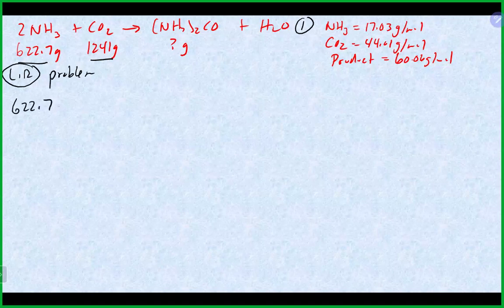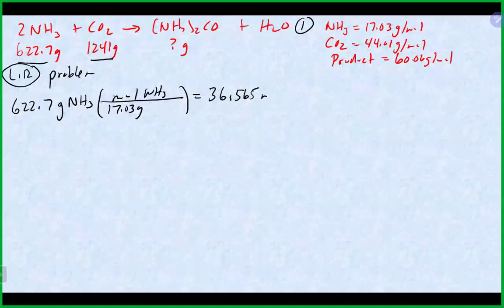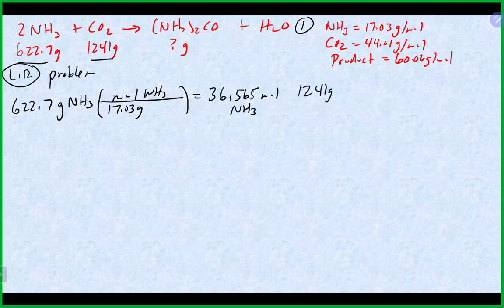So 622.7 grams of NH3. They were, again, nice enough to give us the molar mass. If not, you would need to calculate it yourself. And that's going to give us a starting amount for our NH3 of 36.565 moles of NH3.